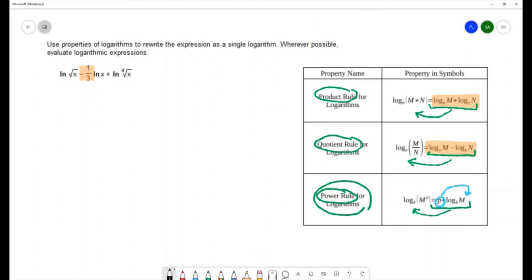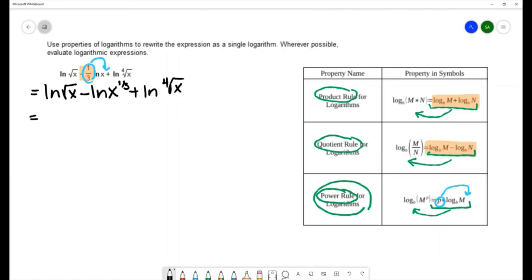So our first move is to rewrite this as natural log x to the 1/3 power. So I'm taking that 1/3 and I'm moving it into the power. So now I've used the power rule and none of the logs have coefficients.